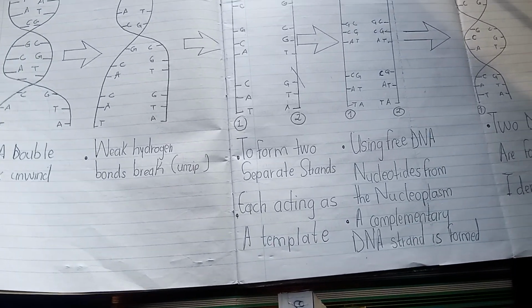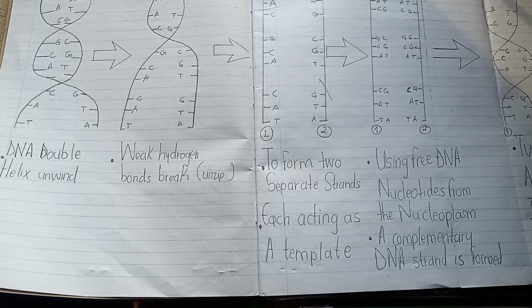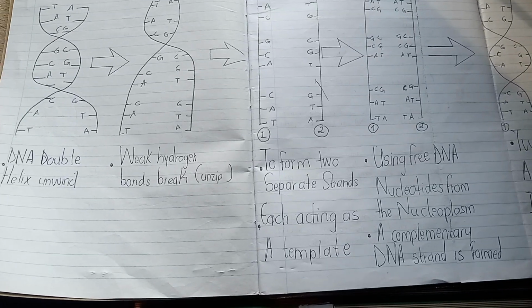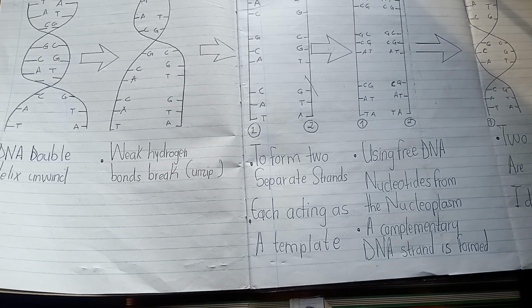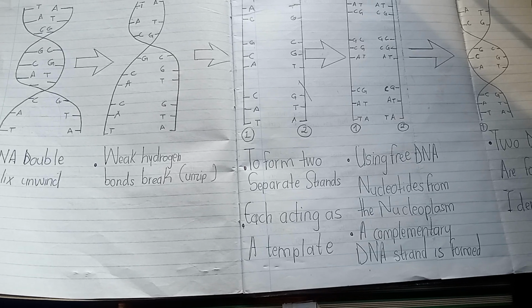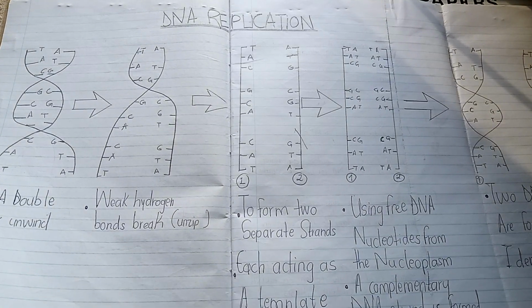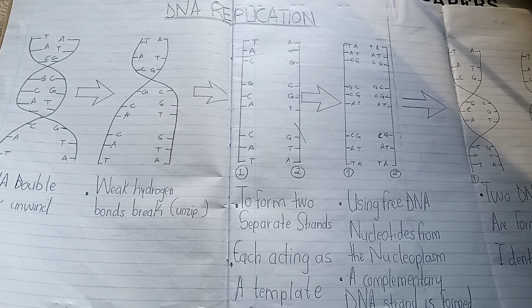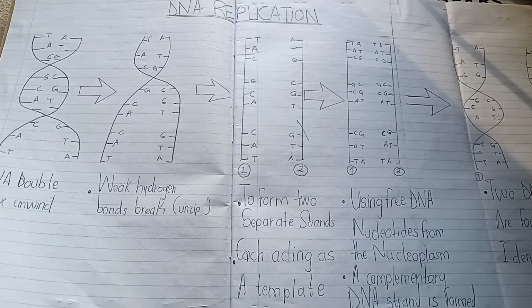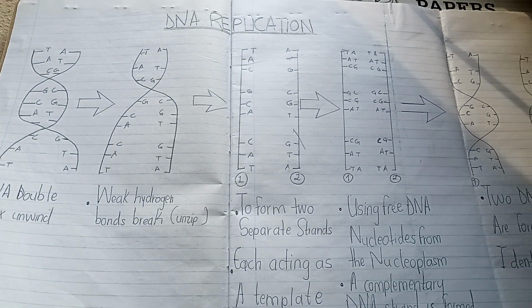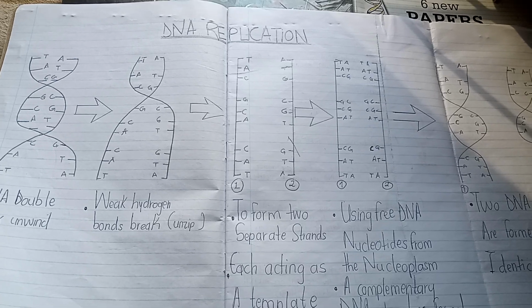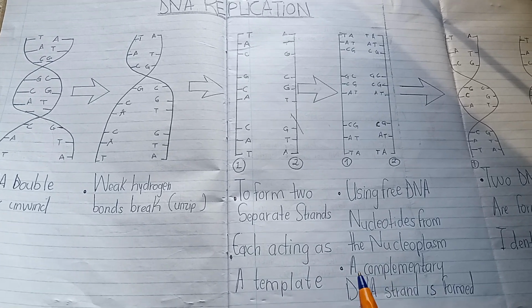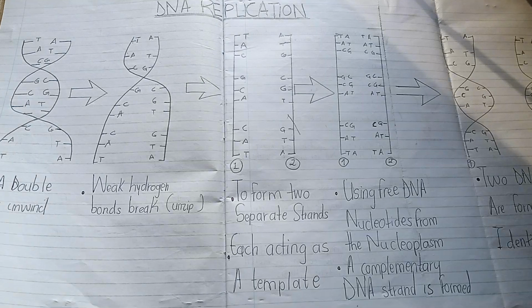What do they mean? They mean that in this process, we do not discard one strand or the other. We use both the strands because we are replicating. We need to come up with two identical DNA molecules after this process. So we are going to use both the strands. That's why each of the strands will act as a template.